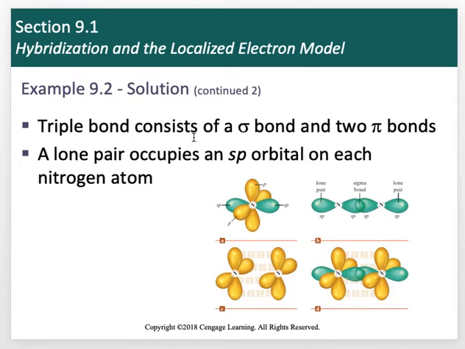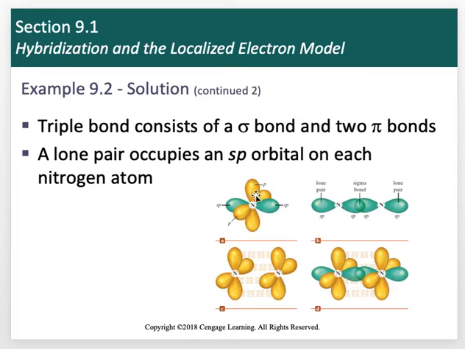So the triple bond consists of a sigma and two pi. The lone pairs occupy the sp orbitals on each of the nitrogens. We know that each nitrogen has two sp orbitals. One of the sp orbitals from each nitrogen overlap, forming the sigma bond. The other sp orbitals on each nitrogen are where the lone pairs live.